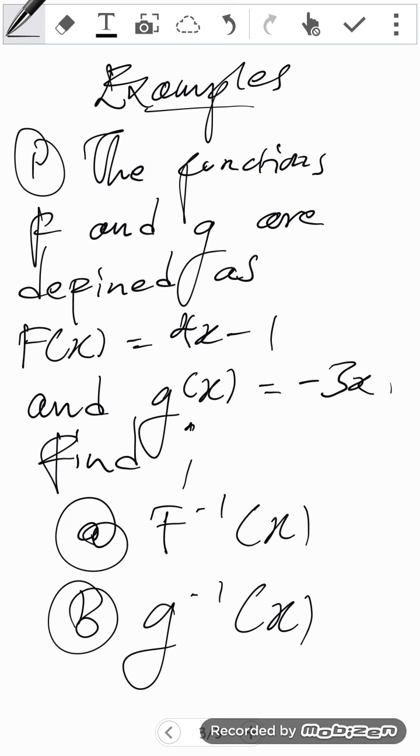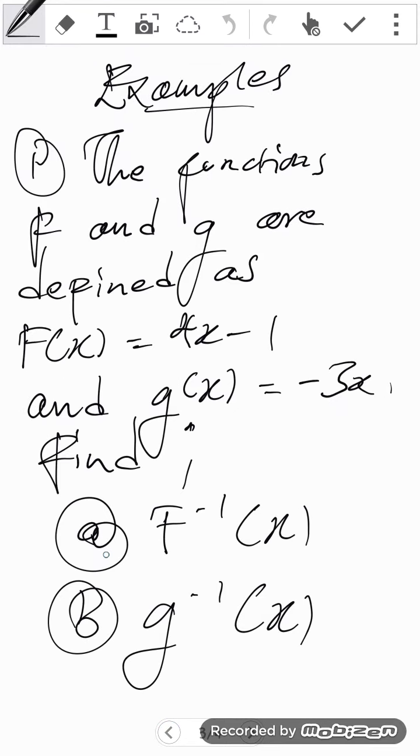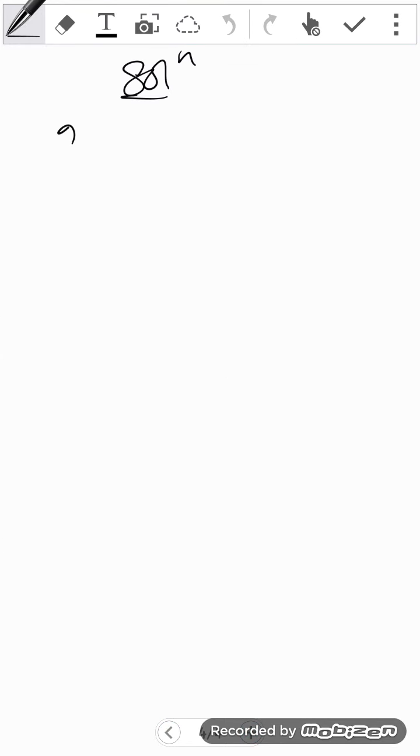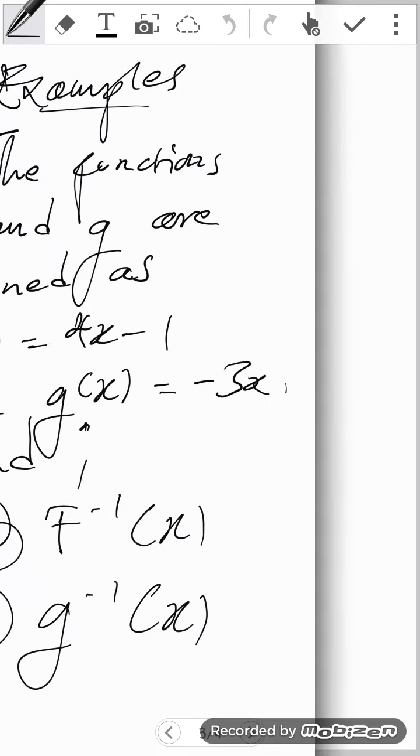So now let's read the entire question. The functions f and g are defined as f of x is equal to 4x minus 1 and g of x is equal to -3x. So we have then been asked to find f inverse of x, and b, g inverse of x. Alright, so now let's find the solution to our examples. Alright, solutions. For the first part, A, we have been asked to find f inverse of x. So now, how to really find f inverse of x?